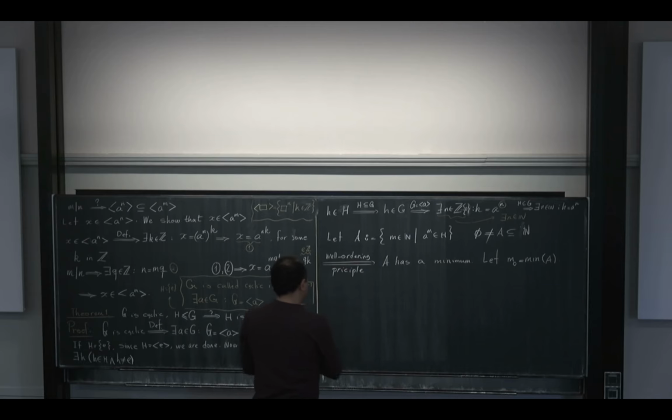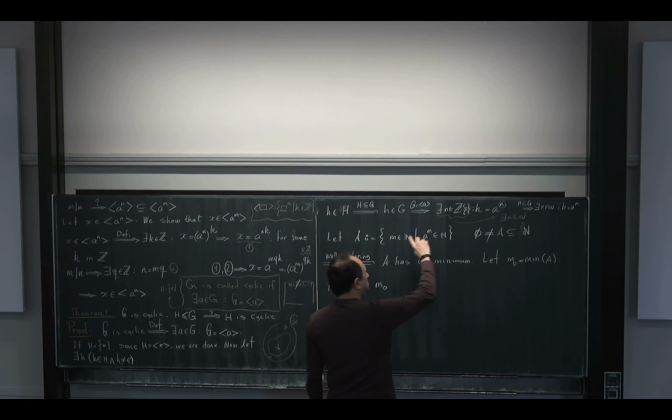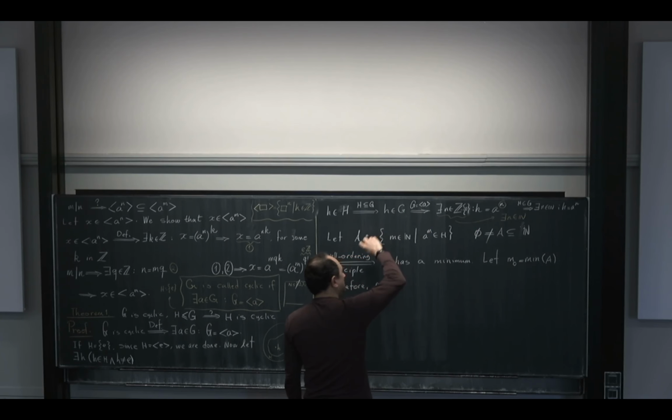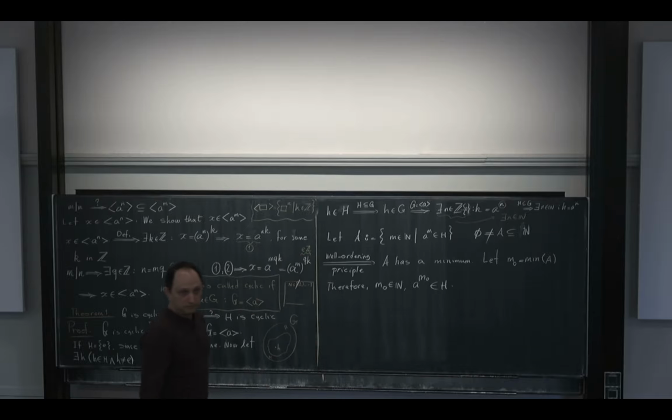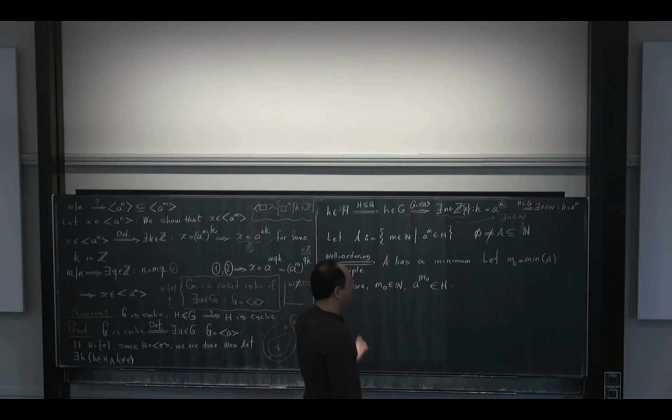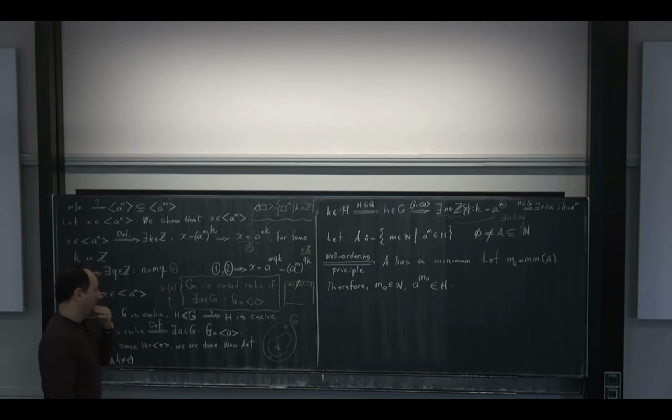So what does it mean? Let me write it. Therefore, it is guaranteed that M naught, because M naught is the minimum of this set, is in A. So it means that not only do I know M naught is a natural number, but I also know that M naught belongs to H, because all the elements from here satisfy these two properties, including the smallest. Is that right?